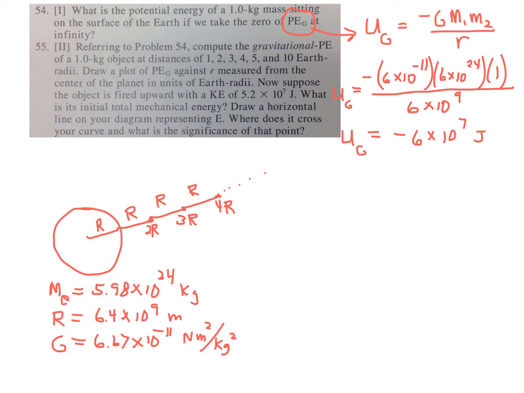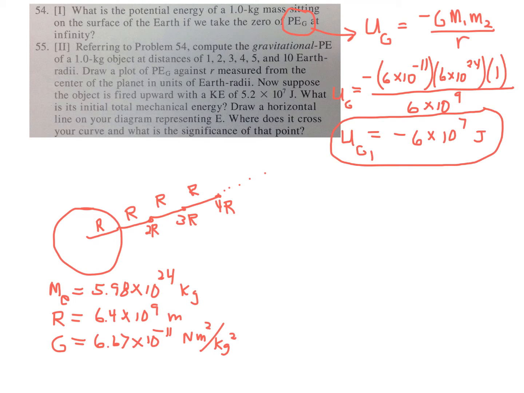That is the least amount of energy you can have, because this formula doesn't work if you start digging holes into the Earth. The closest you can be to the Earth is the surface of the Earth. So that's the energy you start with. Well, I'm going to call that U sub G 1 Earth radii.